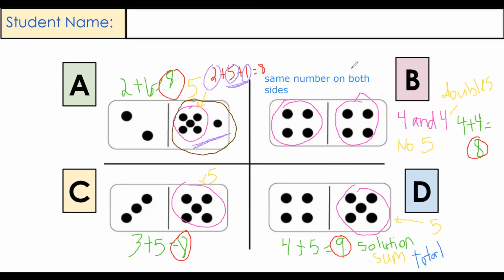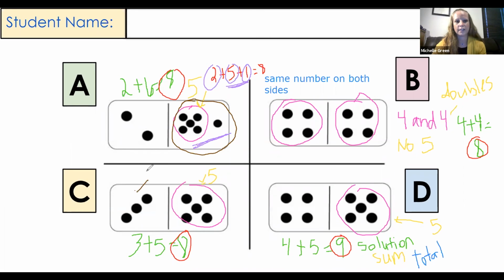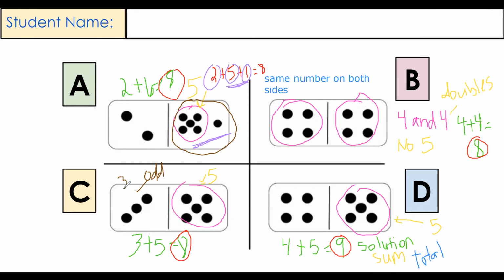Something I noticed about C is that both sides of the domino are odd numbers, where A, B, and D have at least one even number in it. So C is the only one where both sides of the domino are odd numbers. Okay, so you're saying that this right here is an odd number. Now, what is this number right here? 3. And we already know this is 5 and that this is also odd.